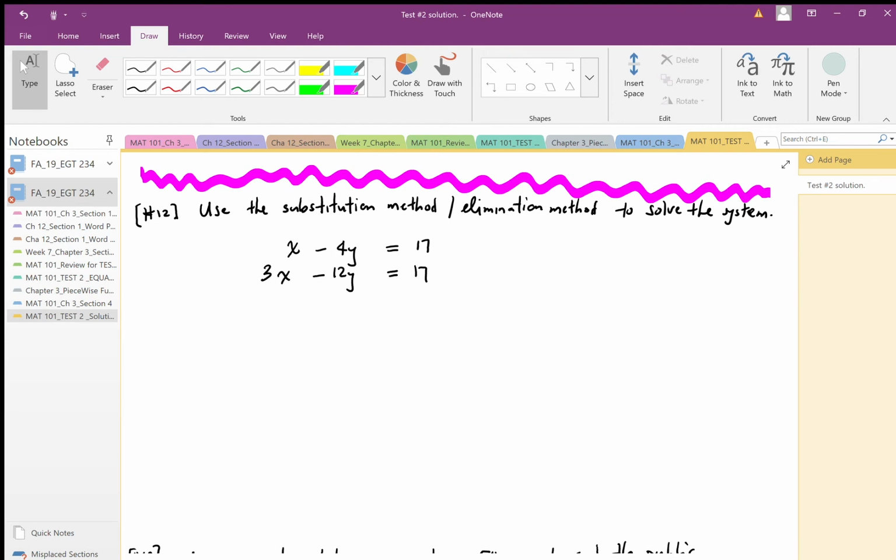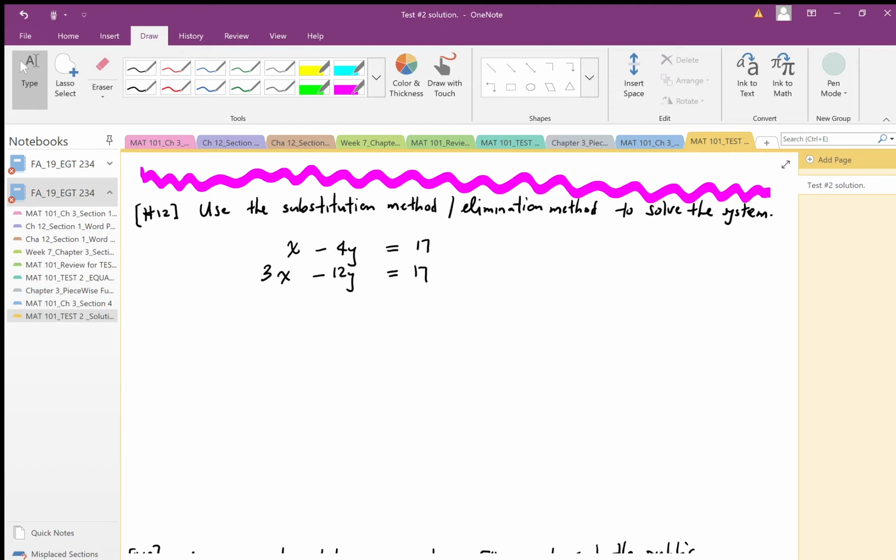Okay, good morning, class. Just want to continue with our test 2 solutions, going over these different questions so you get a feel of how they're being solved.